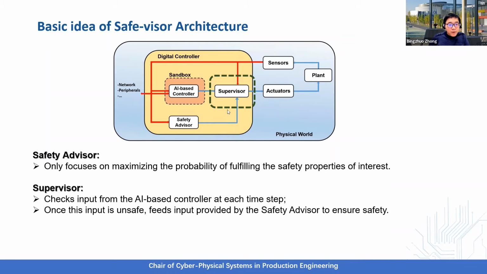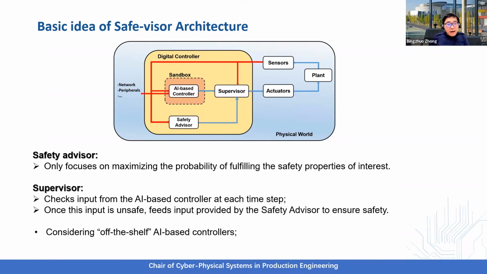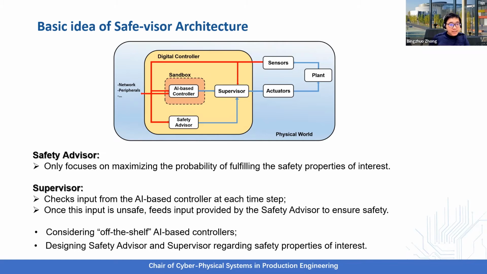Note that the supervisor will only adopt the input provided by the safety advisor whenever the input provided by the AI-based controller is unsafe. Therefore, we are able to exploit the functionality provided by the AI-based controller while providing formal safety guarantees. In our architecture, we consider off-the-shelf AI-based controllers, which means that we do not have restrictions regarding the type of the AI-based controller. And the main task for designing this architecture is to decide the safety advisor and supervisor regarding the safety properties of interest.